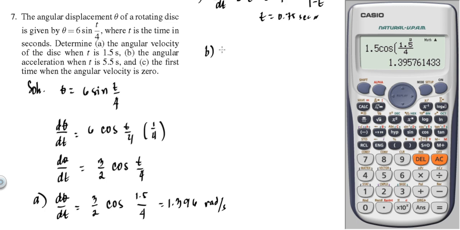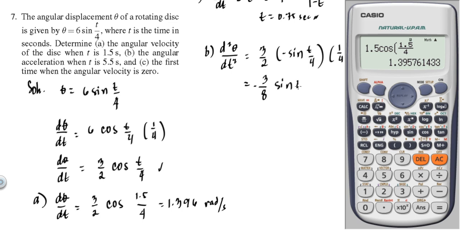Okay, sige. We have d square theta over dt square. What's the derivative of this? 3 halves times, what's the derivative of cosine? Negative sine, negative sine t over 4. And the derivative of t over 4 is 1 over 4. Okay, so we have 3 over 8. Lagyan natin ng minus. Sine t over 4. So, this is the acceleration or angular acceleration.